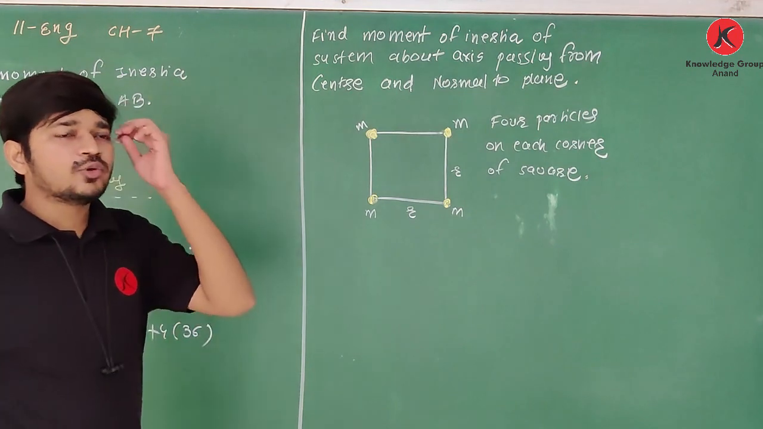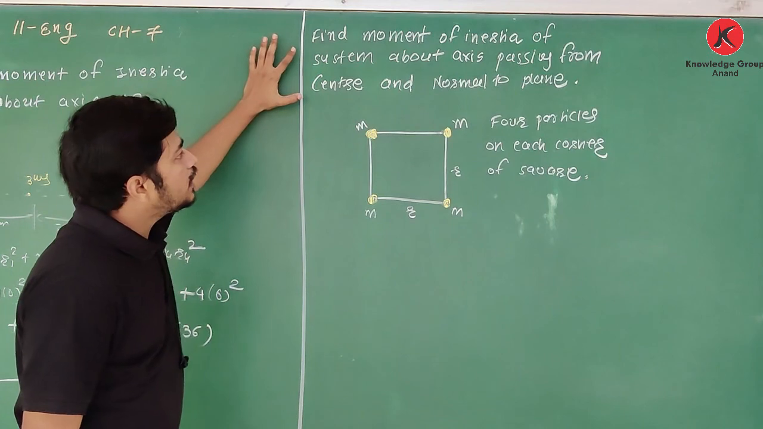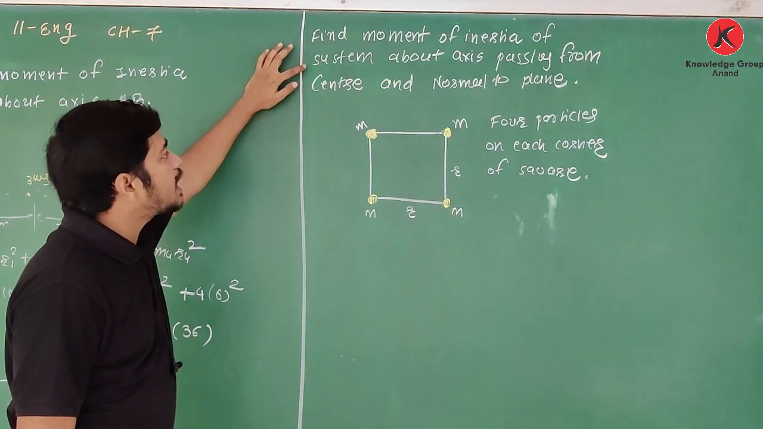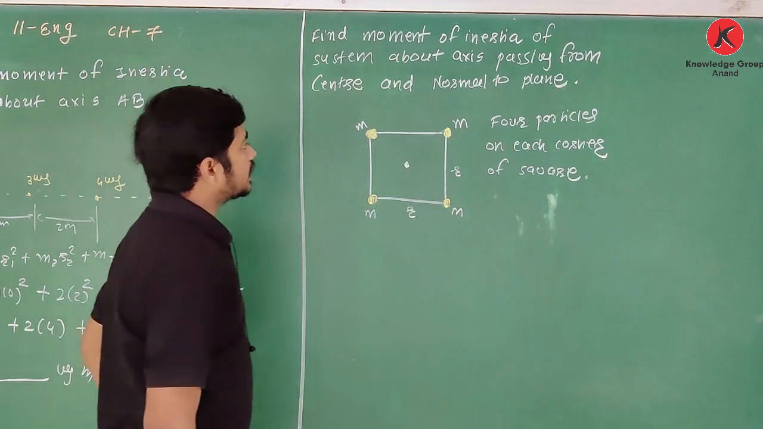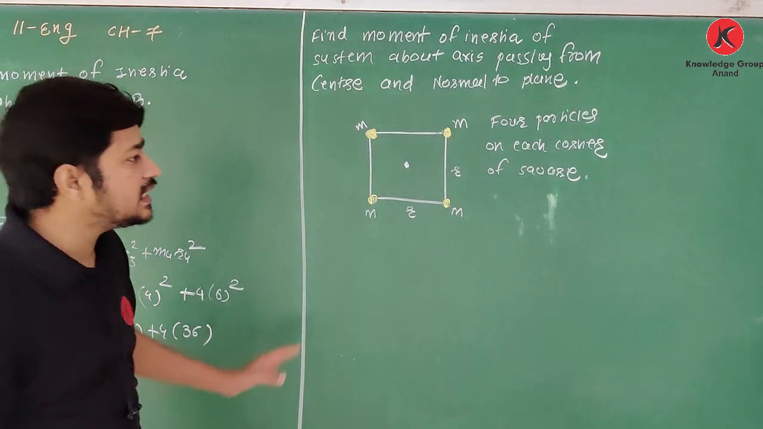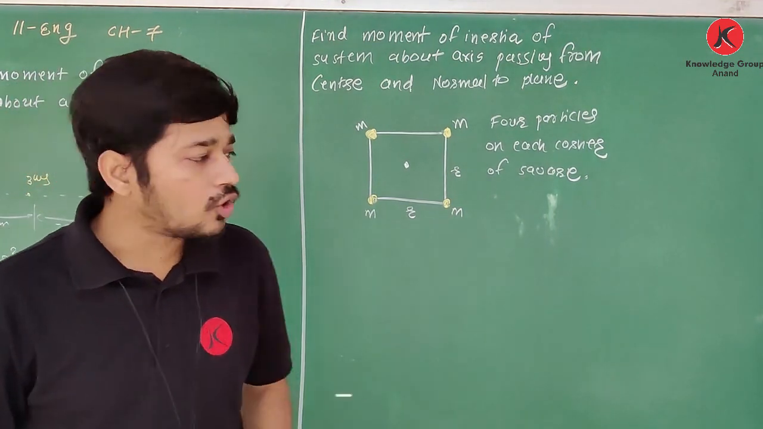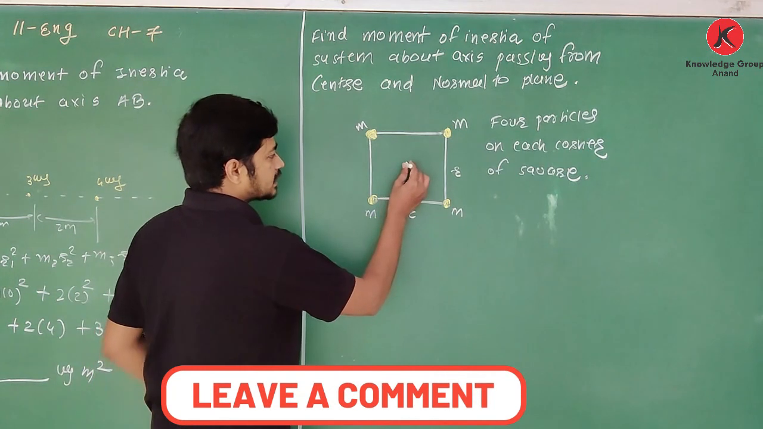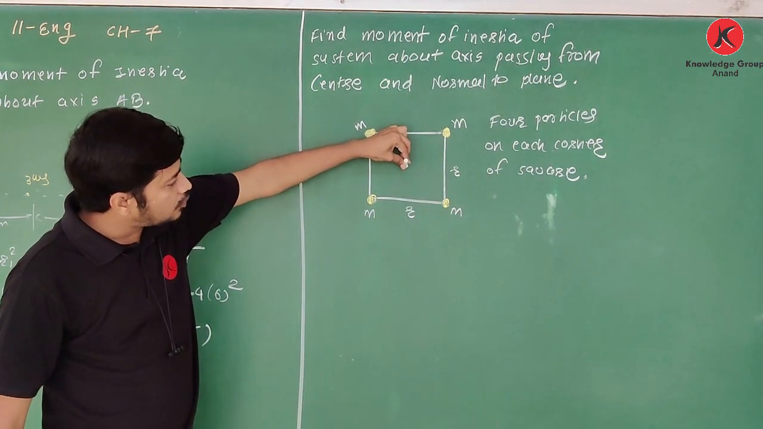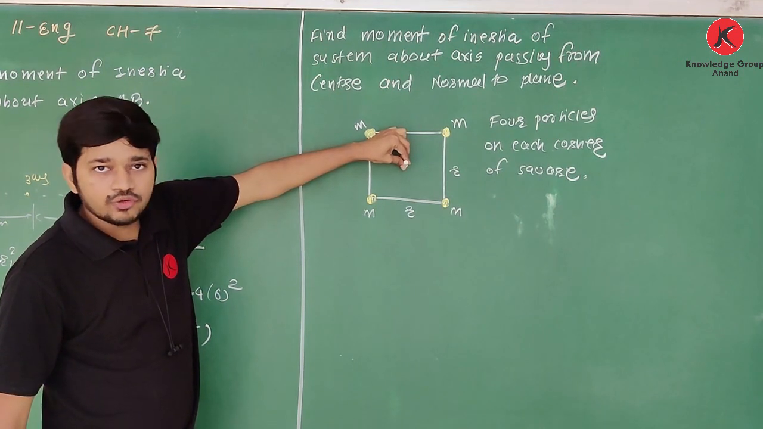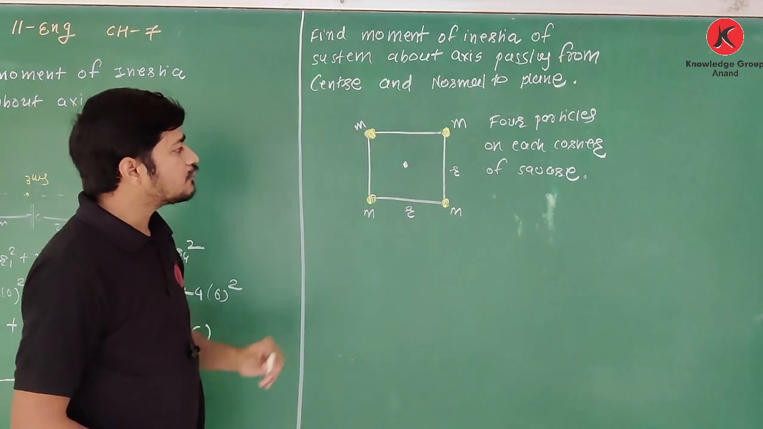Now see, in a question of moment of inertia, the axis is important. Find the moment of inertia of the system about an axis passing through the center. So yes, it is the center, and normal to the plane. See, this square is in the plane of the board. So the perpendicular axis, the normal axis, is like this. About this axis you have to find the moment of inertia. Clear? Again, there are 4 particles.